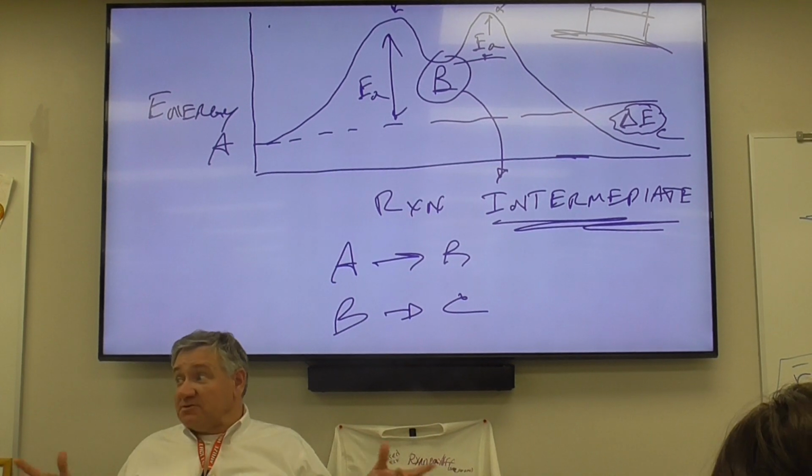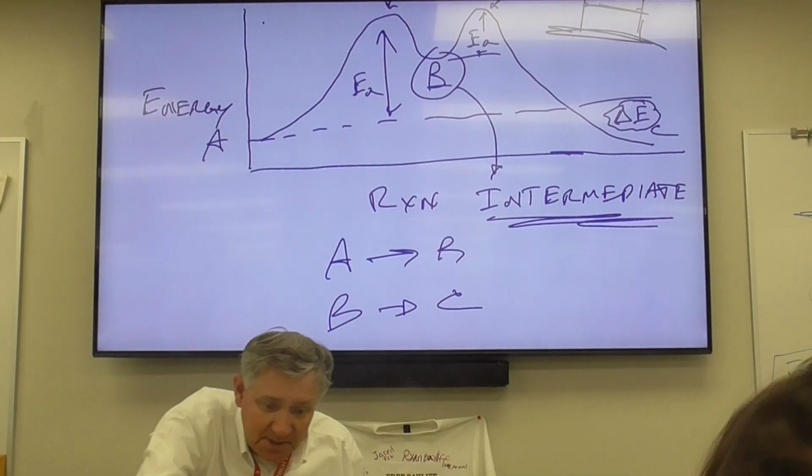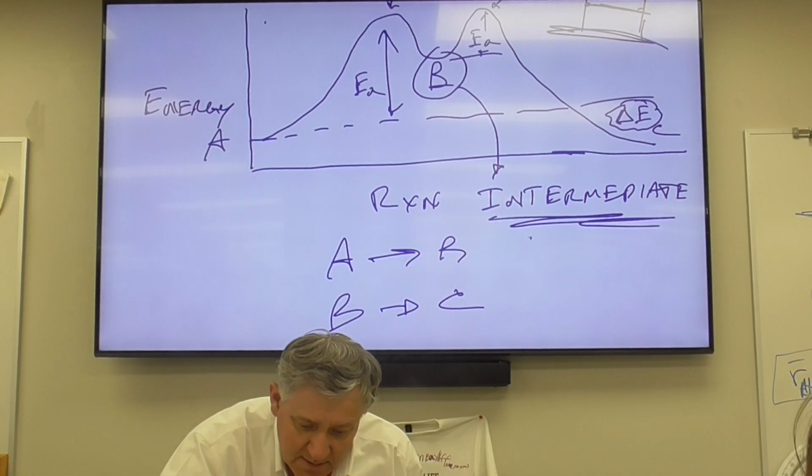It requires more energy, right? That's the higher bar. So A to B would be the slow, rate determining step.